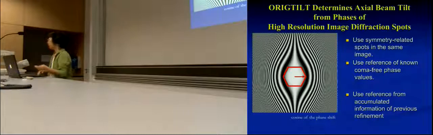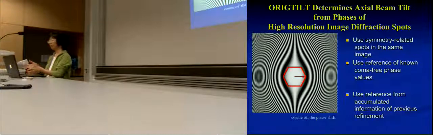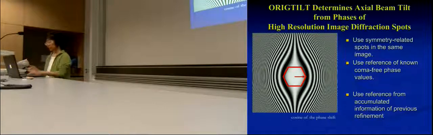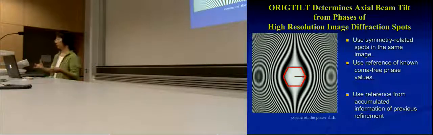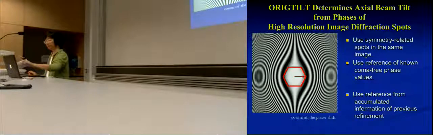Then the third one, just like in any of the tilted refinement, at a certain point you accumulate enough information. Then you can take something where you don't even know the phases, but there are some common points that you can relate it to. So it's the same as the way we are doing origin refinement. Then you can use your references from your accumulated information to determine the same beam tilt value. Okay, so this is the way that it's used in tilted refinement.